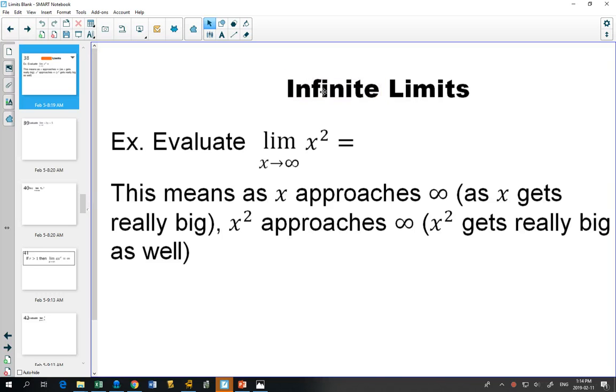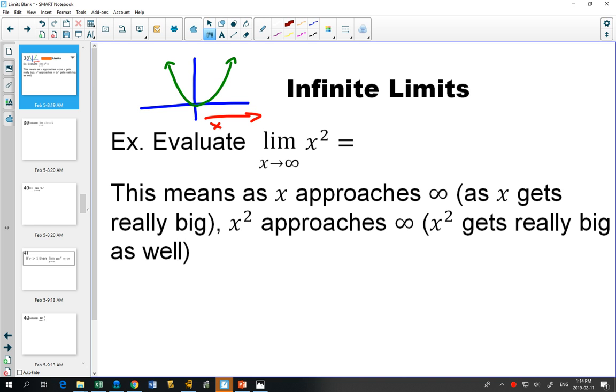Today we're going to look at infinite limits. What happens when x gets really, really big? Now, as x gets really, really big for x squared, you already know what your x squared graph looks like. And what we're thinking about is what happens to our y values as your x values get very, very big?